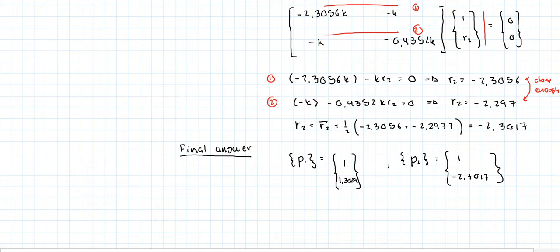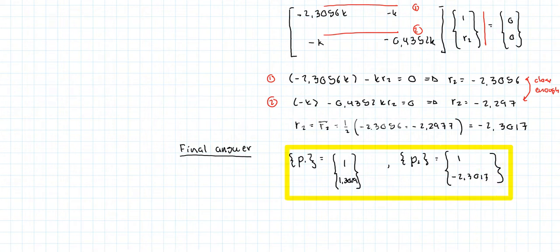All right, so we said that R1 was equal to 1.3029 and R2 is minus 2.3017. So we can go ahead and write our two eigenvectors. We have two eigenvectors, which are also called the mode shapes. And the reason why we have two of them, again, is because we have a 2 degree of freedom system.